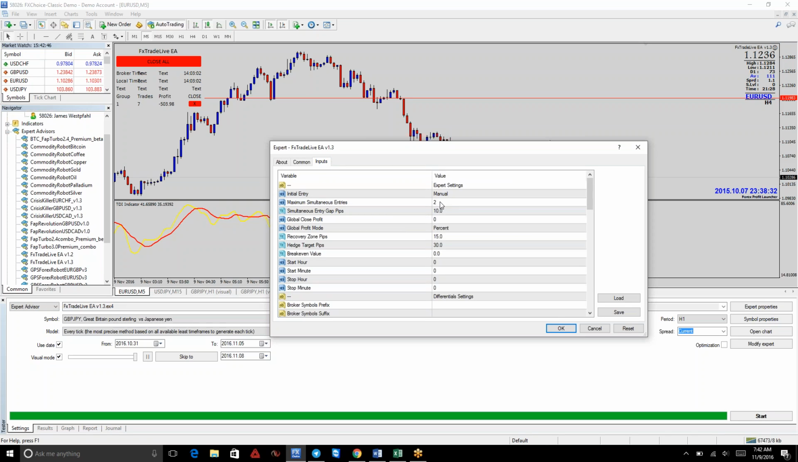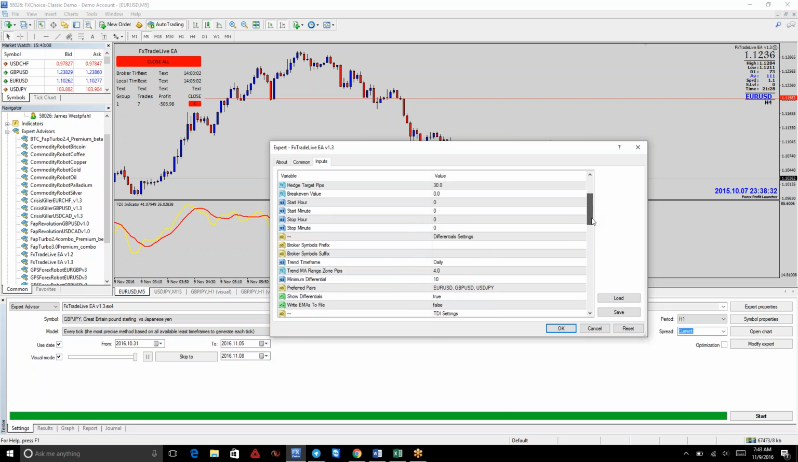So here's some of the inputs. You can do maximum simultaneous entries. You can change it so that if it's the same pair, the trades have to be so many pips apart. You have a global profit of 1%. So when both of these trades are open and your profit's met, it closes both trades. That's already in there. Recovery zone, your break evens, your stop and start hours. Here's the differential settings, and then here's the TDI settings. So if TDI is true, it uses it; if it's false, it won't use it as an entry.